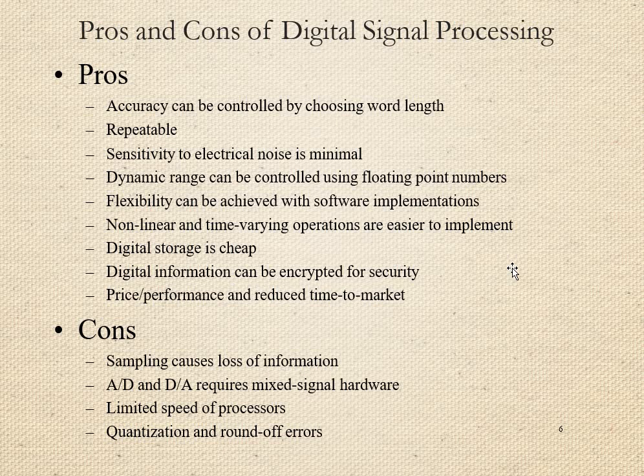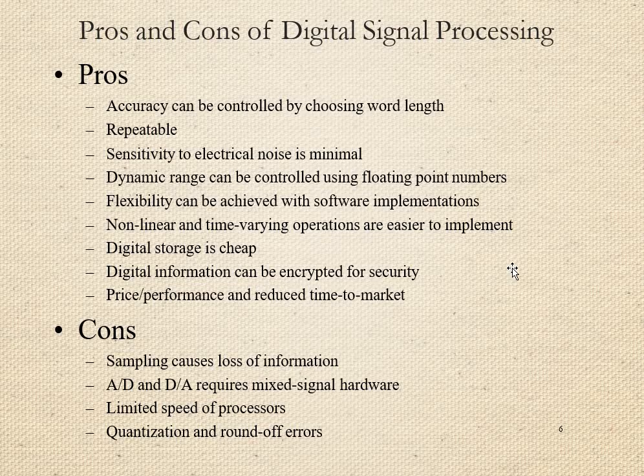Now some of the pros and cons of digital signal processing. First, we can see the pros. The first is accuracy. In analog signal processing, accuracy is difficult, but here you can get better accuracy and repeatability. Sensitivity to electrical noise is minimal. Dynamic range can be controlled using floating point numbers. Flexibility can be achieved with software implementations. Non-linear and time-varying operations are easier to implement.